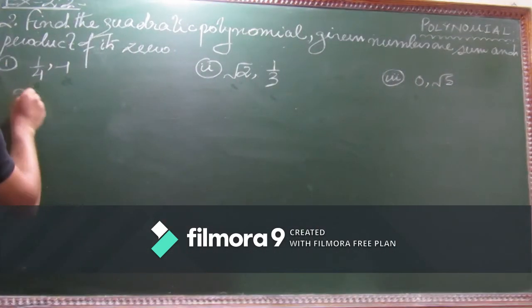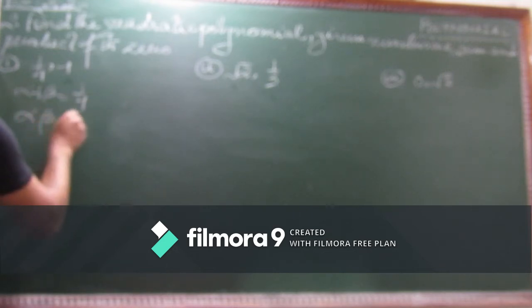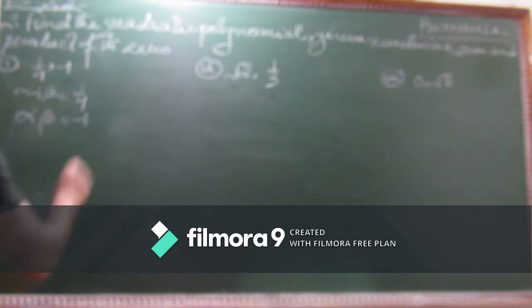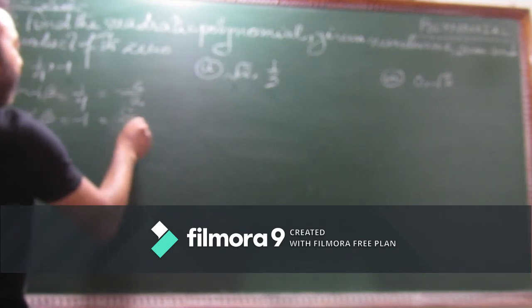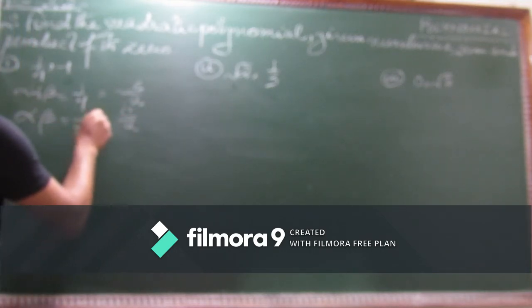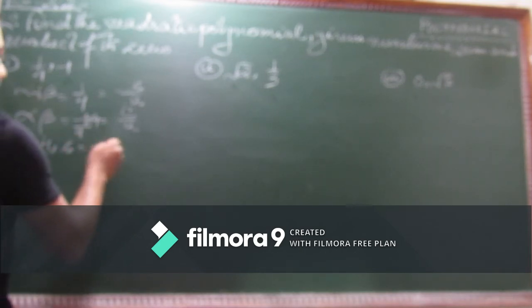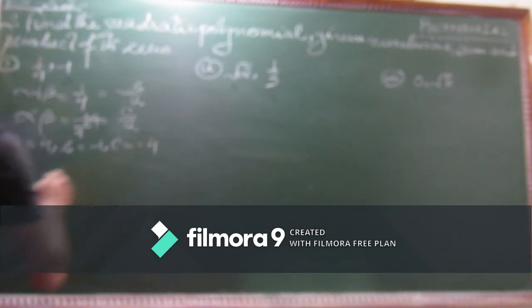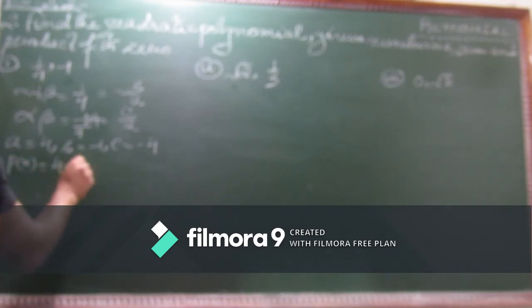This is alpha plus beta is equal to 1 by 4, alpha into beta is equal to minus 1. Now alpha plus beta is equal to minus b by a, this is c by a. Now this a is 4, so I have to make it 4, this is 4, this is 4. Then a is equal to 4, b is equal to minus 1, c is equal to minus 4. So what is the polynomial? The polynomial is 4x square minus x minus 4.